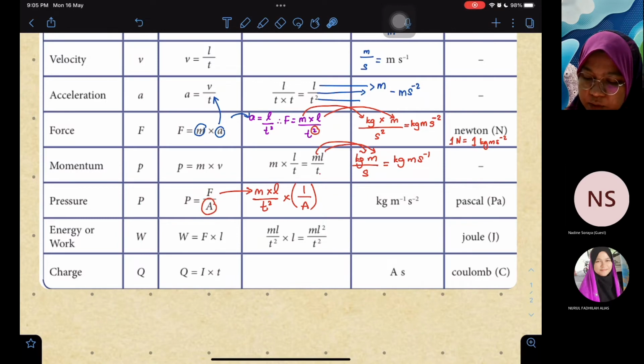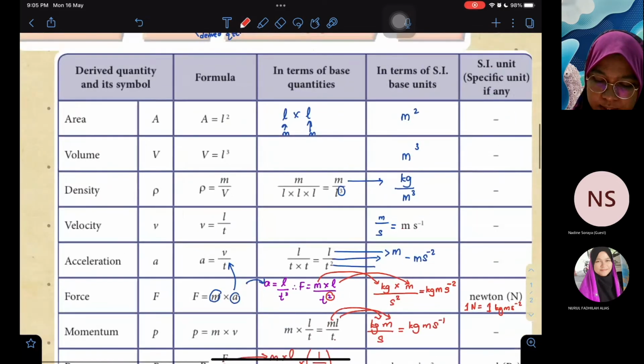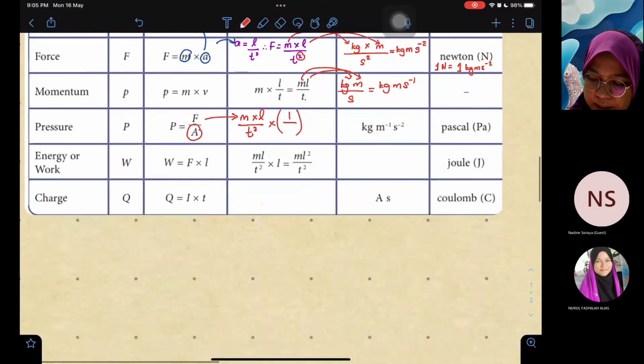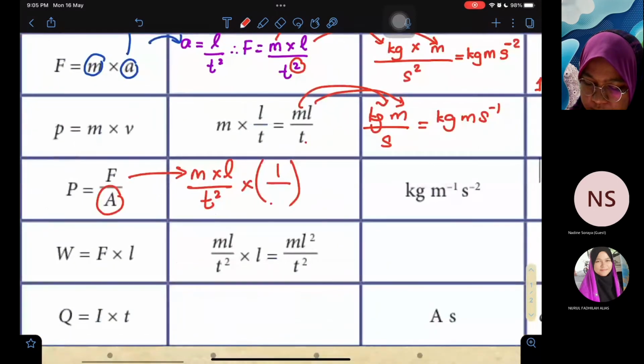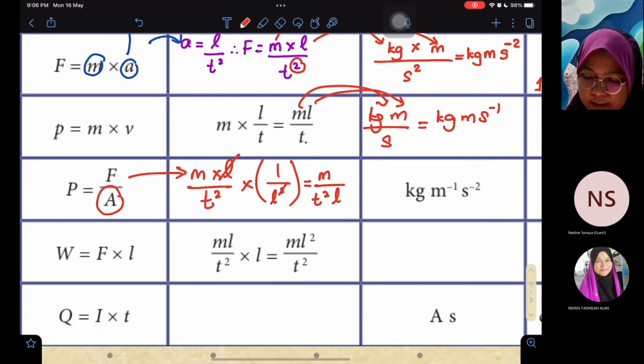Okay, tapi A tu masih lagi belum basic. Jadi saya padam balik A tu sebab tu bukan basic. Jadi kalau kita recall balik, area kita dapat daripada mana? L darab L kan? So kalau kita ada square macam ni, ni length. So length kuasa 2, length to the power squared. So daripada situ kita cancelkan L ni satu. So dapatlah in the end kita dapat mass over T squared L.